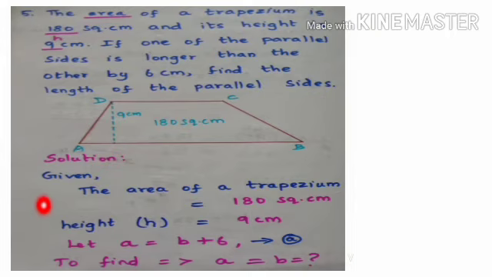Here a is equal to b plus 6. Now we are taking a as b plus 6 because it is given that one of the parallel sides is longer than the other by 6. Longer than means we have to add 6 with b to get a. Okay, so let a is equal to b plus 6. Now we have to find a and b values.